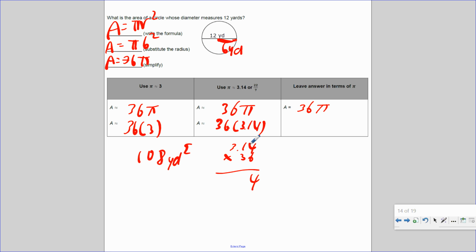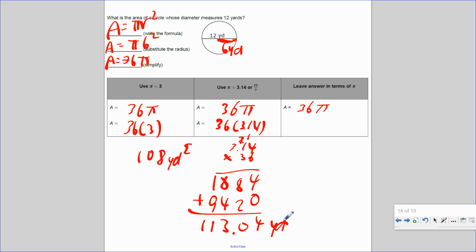6 times 4 is 24, carry the 2. 6 times 1 is 6 plus 2 is 8. 6 times 3 is 18. Placeholder. 3 times 4 is 12, carry the 1. 3 times 1 is 3 plus 1 is 4. 3 times 3 is 9. If you add this up, with 2 decimal places, 113.04 square yards. That is a smidgen more than 108.